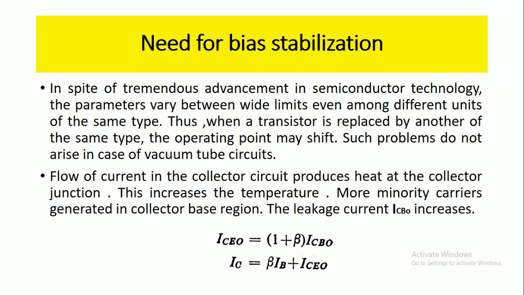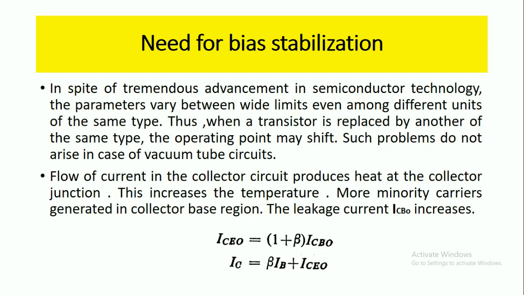So generally, when the flow of current in the collector circuit produces heat at the collector junction, this increases the temperature, so more minority carriers will be generated at the collector base region. Due to this, the leakage current ICB0 will increase. So already we know that the leakage current can be represented in the CE configuration as ICE0 equal to 1 plus beta into ICB0, and we know that the collector current of the CE configuration is given as IC equal to beta IB plus ICE0.